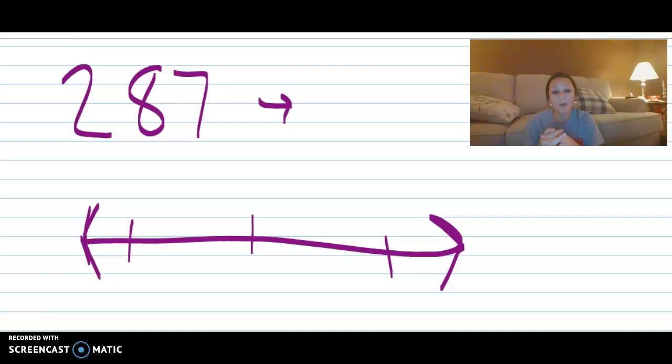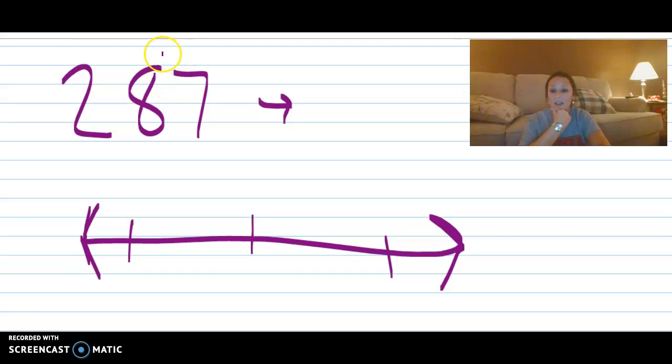which means my number has to be a hundreds number. 100, 200, 300, 400, 500, and so on. So we really have to think about what numbers we're looking at. When I look at 287, I'm looking at my hundreds, my tens, and my ones.